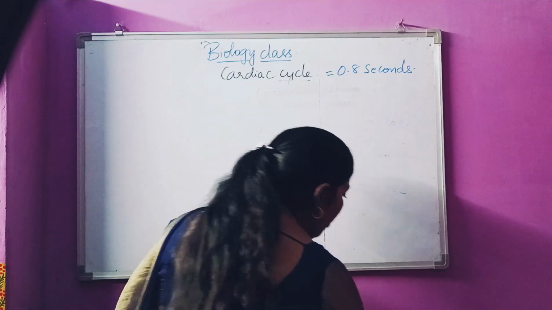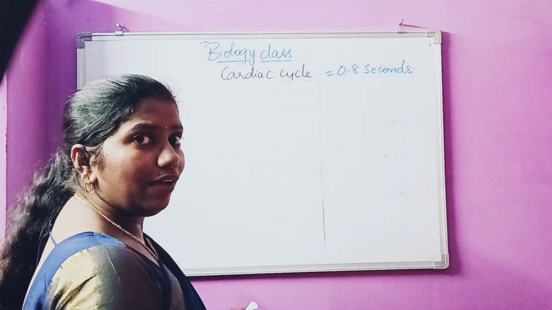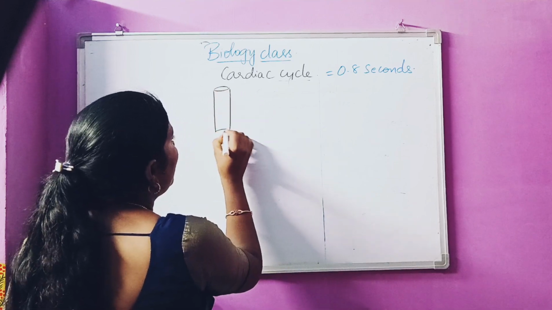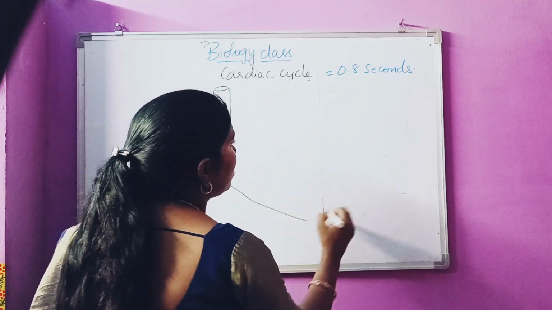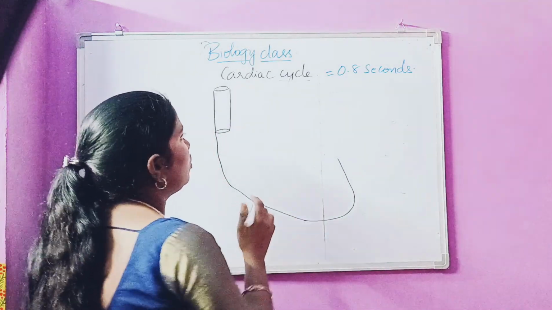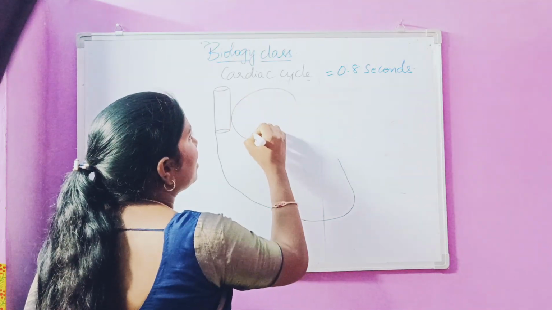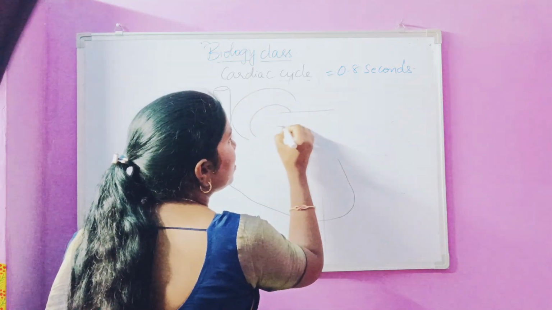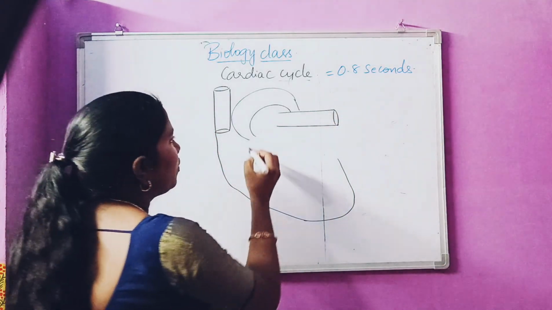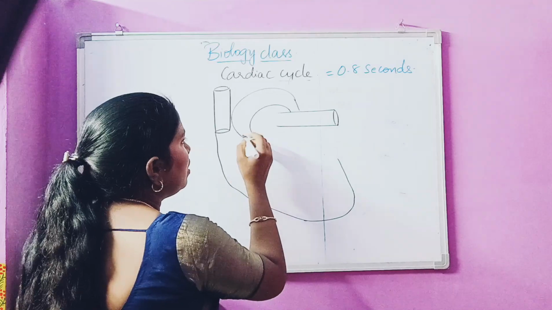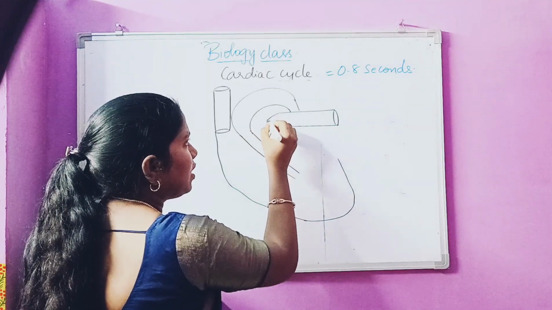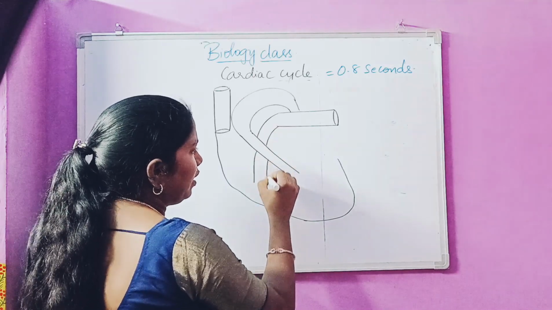How many chambers do we have in a heart? We have four chambers. Let me make it clear. This is the superior vena cava. Here comes the heart, which is tilted towards the left side at the cardiac notch. This is the largest artery, the aorta. And here comes the pulmonary artery, which carries the deoxygenated blood from the heart. The aorta arises from the left ventricle, and the pulmonary artery arises from the right ventricle.